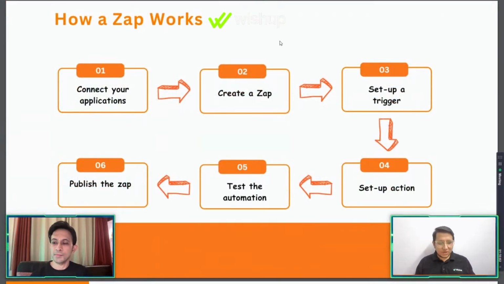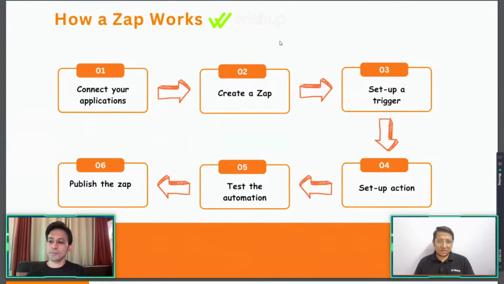So, how does a Zap work, right? I've just narrowed down everything to 6 simple steps, and I'll just walk you through all of them. So, the first one is connecting your applications. It's super important for us to connect the applications. It's super easy. Whenever you're setting up a trigger, it's going to ask you for app access. You just give it to it, and it gets connected, right?